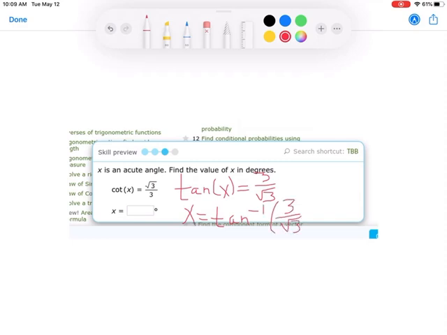On my calculator, I have an Android. I'm not really sure what you guys have. But it's not just going to be the tangent. It's going to be the tangent or arctangent on your calculator. So I have to hit this second button, the arrow button, and then it's tan to the -1 or arctan. So inverse tangent, and then I'm going to type in 3 divided by root 3. That should give me the exact answer, 60 degrees. So it says X is an acute angle, find the X in degrees, so your answer is 60 degrees. That's it. Okay, next one.